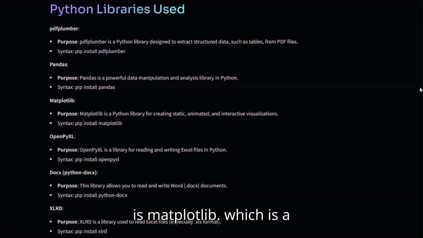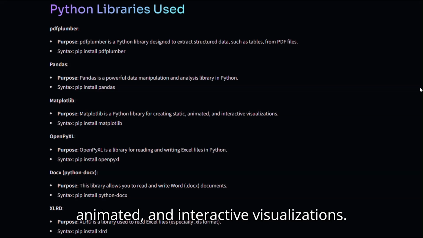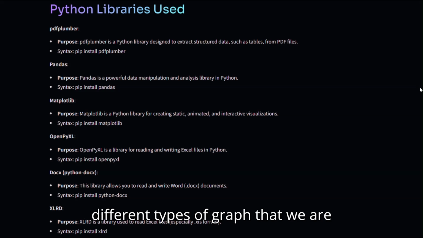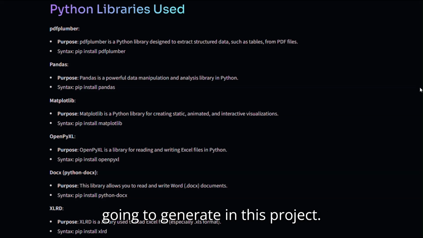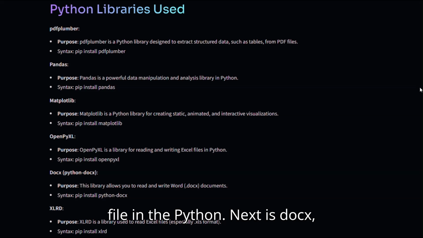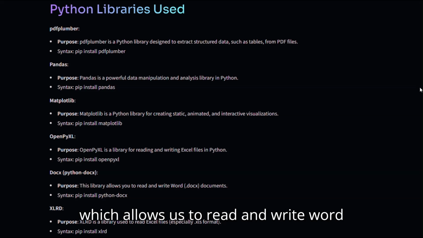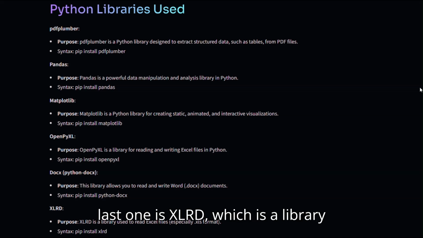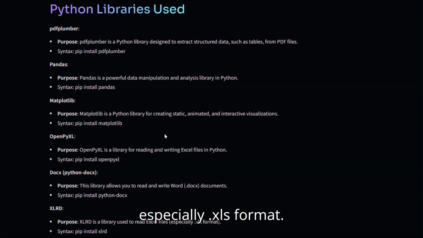Next is Matplotlib, which is a Python library for creating static, animated, and interactive visualizations. We are going to use this library for the different types of graphs that we are going to generate in this project. Another is OpenPyXL, which is a library for reading and writing Excel files in Python. Next is docx, which allows us to read and write Word .docx documents. And the last one is xlrd, which is a library used for reading Excel files, especially the .xls format.